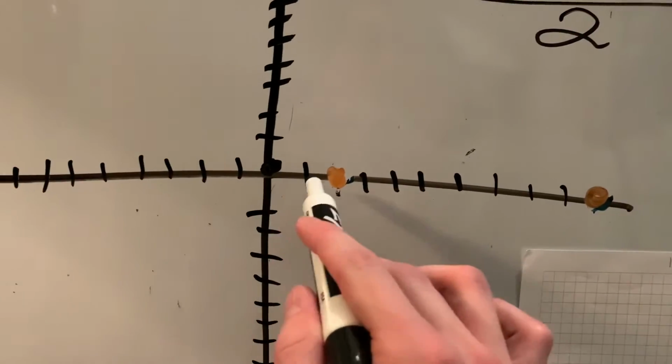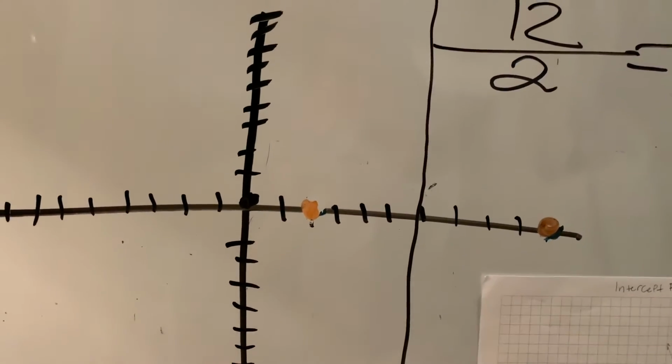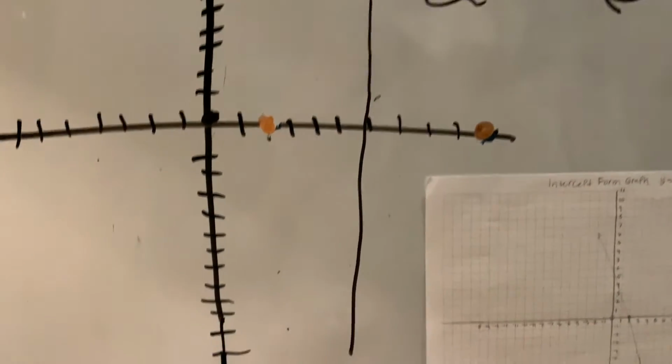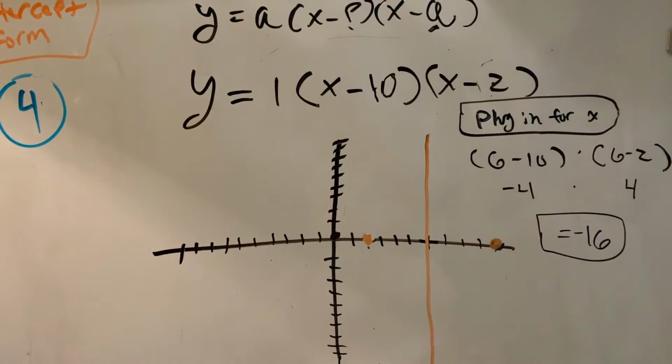So it'll be 1, 2, 3, 4, 5, 6. Axis of symmetry will be right there, which means our vertex is going to be on that line as well, which will be the next step. All right, the next step, we are looking for that vertex.